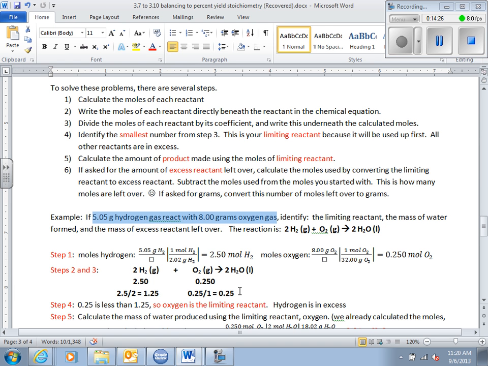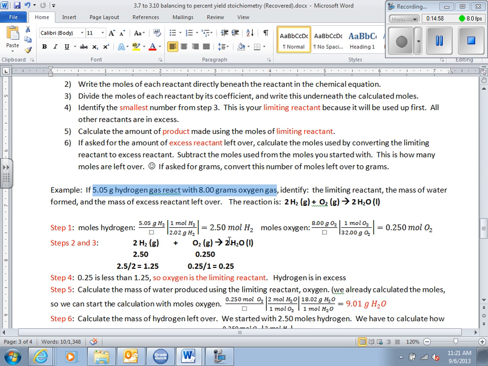The one that gives you a smaller number here is your limiting reactant because it's going to get used up. The oxygen can only go through this 0.25 times. So once we use that up, there's no more oxygen, and the reaction has to stop. So that was step 4. We identify the smallest number right here. So first you get your moles, put them underneath, divide the moles by the reaction coefficient, and the smaller number is your limiting reagent. So hydrogen is in excess.